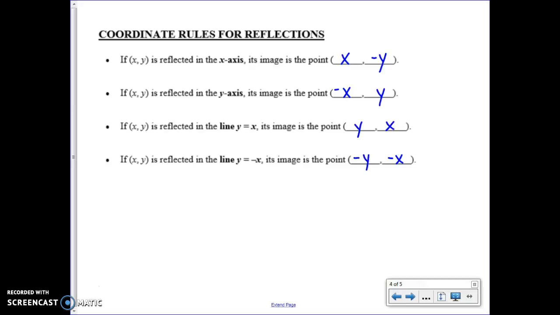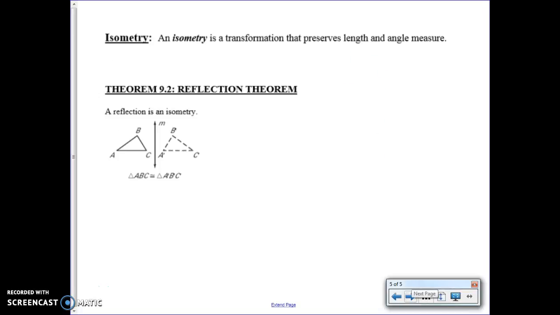That's our rules there. We talked about this in our last lesson, an isometry is a transformation that preserves length and angle measure. So a reflection is also an isometry. The size and shape doesn't change when you flip it over that line.